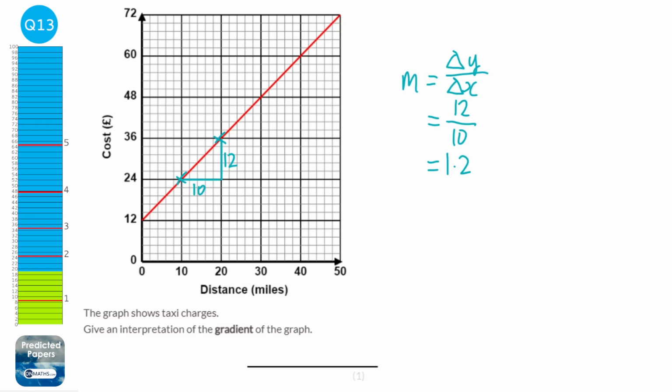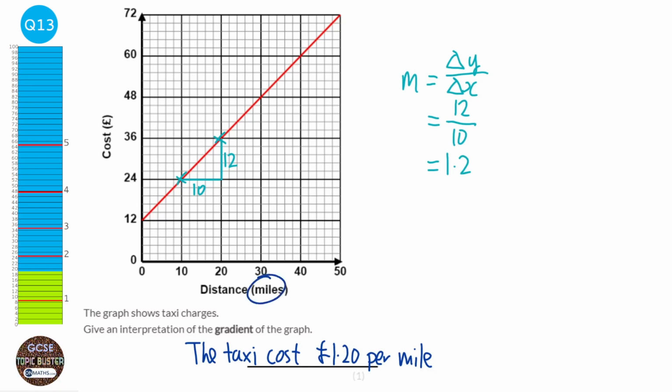So the interpretation that we give for this context, because this is about taxis, is that the taxi will cost £1.20 or 120 pence per 1 unit on the x, per mile. And that's true for the gradient for any context. It's for every one of this, how much the y increases by.